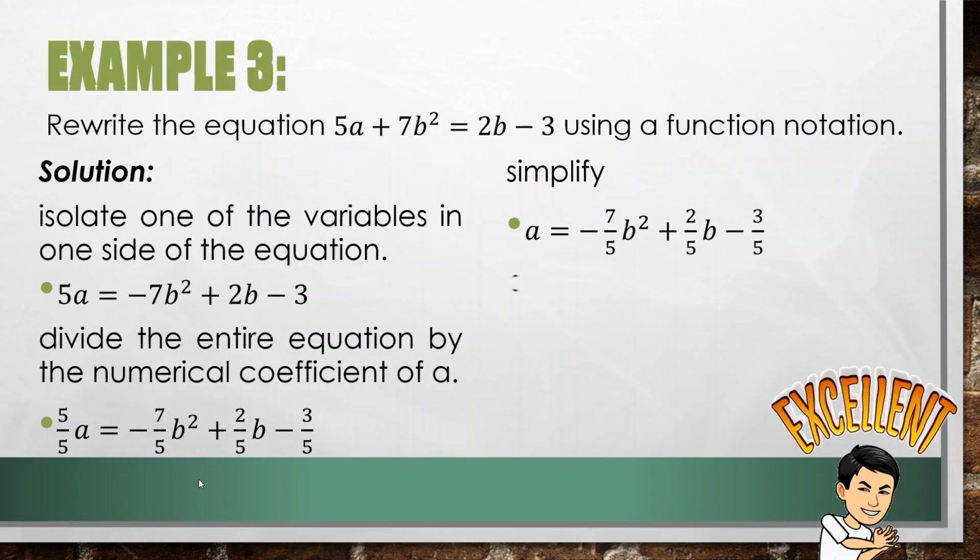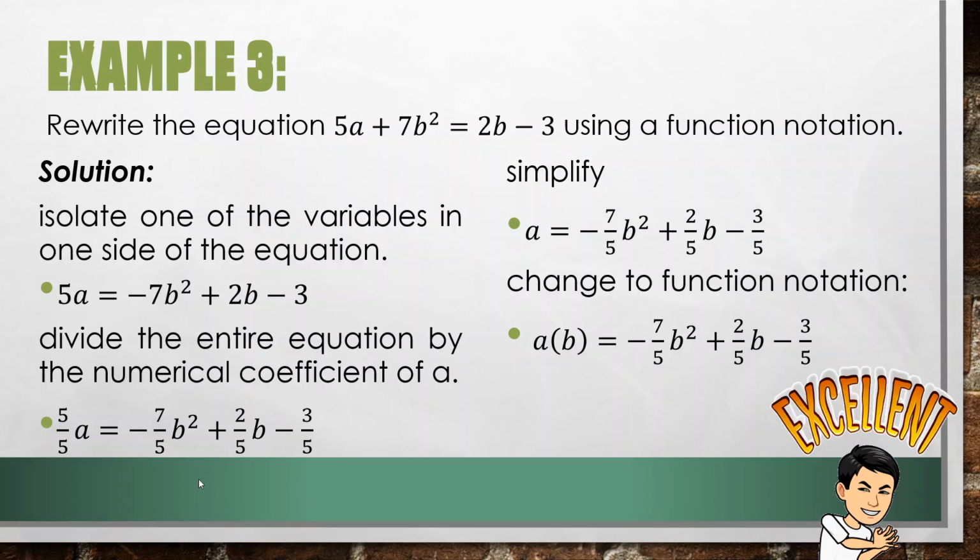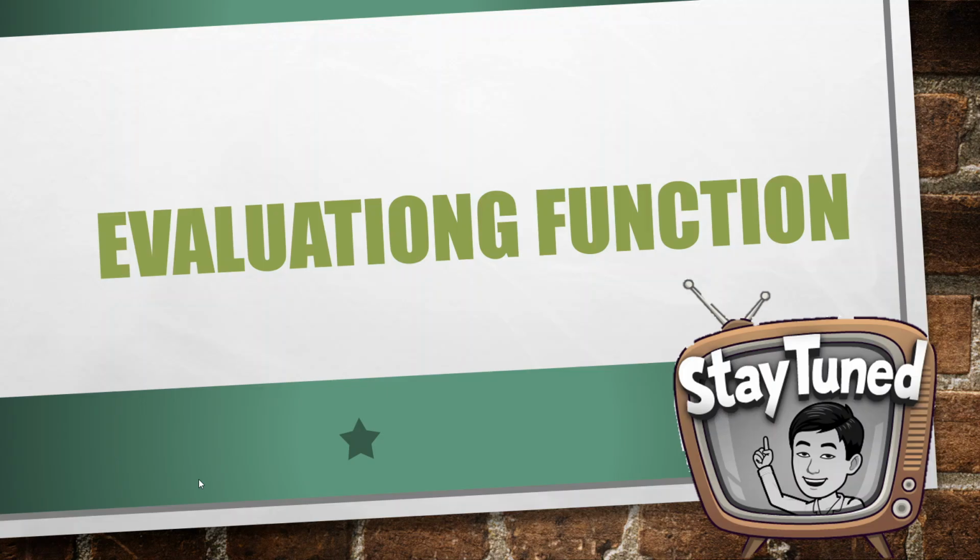And then, we are going to change the function into function notation. So, ano ba yung ating independent variable dito? So, ang ating independent variable is b. So, ang mangyayari dyan is ilalagay natin si b inside the parentheses. We have a of b is equals to negative 7 over 5b squared plus 2 over 5b minus 3 over 5. Nakuha? Oh. Di pa tayo tapos. We have to continue. So now, proceed na tayo to evaluating function.